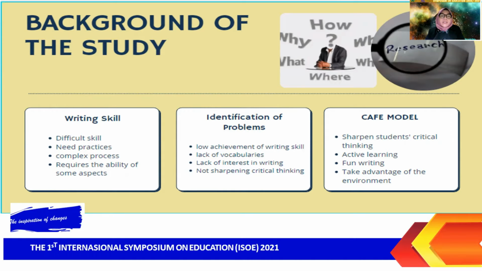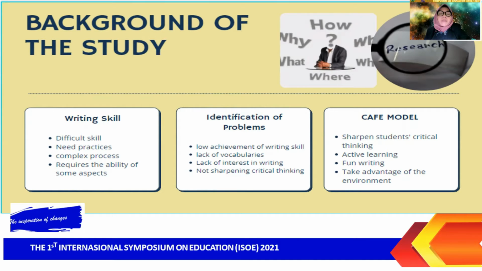And the external things, of course, come from the teacher itself, such as the choice of an appropriate learning model, or the teacher still uses the traditional way in their teaching. Furthermore, they seldom sharpen the students' critical thinking, and the teacher has not invited the students to focus on environmental awareness.